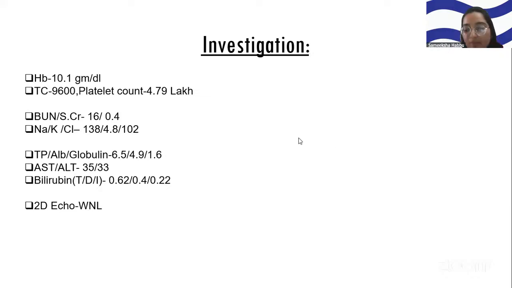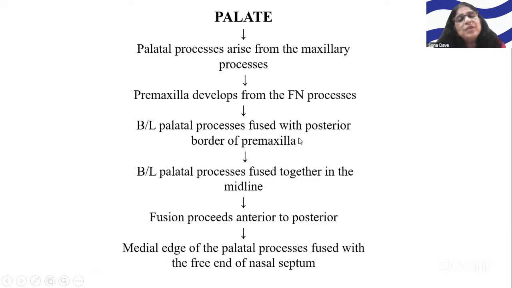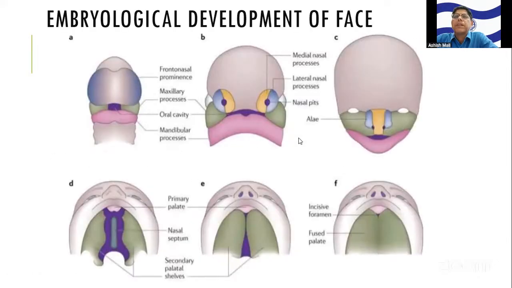Yes, ma'am. Lip and palate development occurs in the 4 to 10 weeks of gestational age, ma'am. This is a diagram briefly showing development of the face. We can't see your diagram. Samiksha, show the diagram. Yeah, that's better.